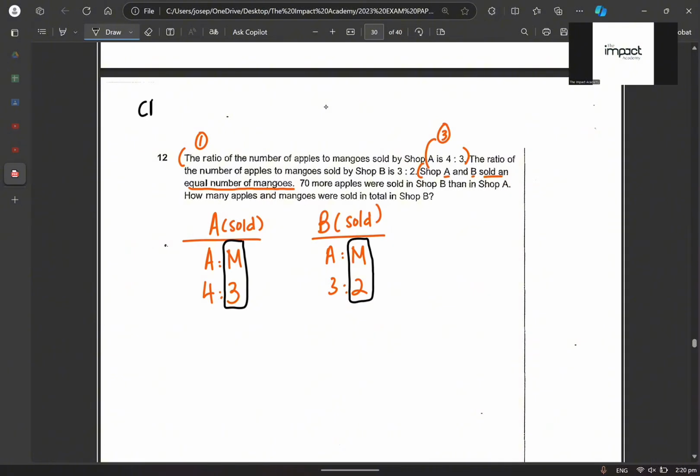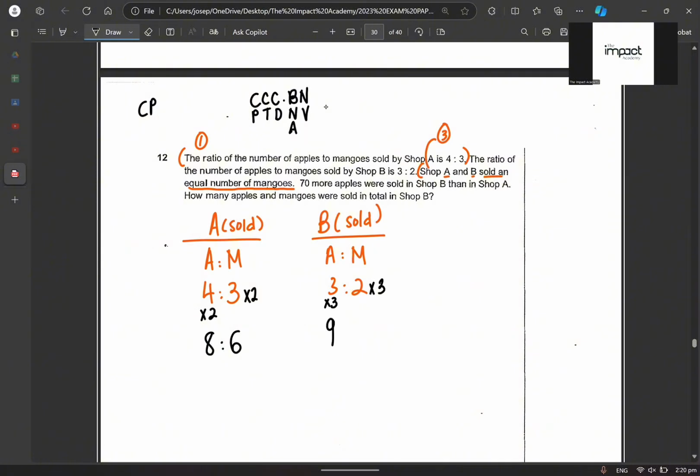So this is a constant part concept. In ratio, we use the acronym CCC for Nutella: constant part, constant total, constant difference, and BNA, number times value. Over here, I'm making the mangoes the same. So I have times 2 here, times 2 here. I'll get 8 over here, and over here I'll get 6. Times 3 here, times 3 here, I'll get 9 over here, and I'll get 6. Once that part is done, you can move on to the next part.